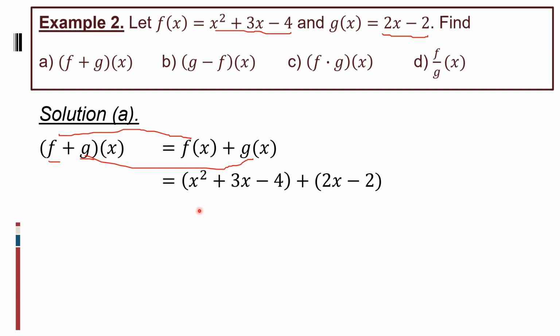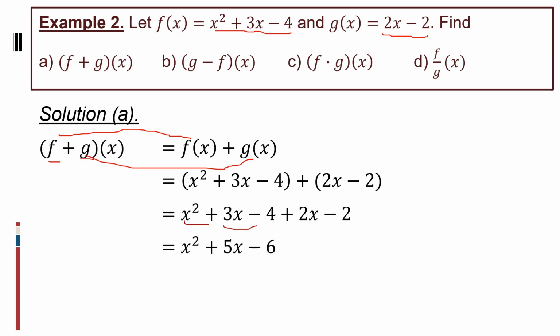Ngayon, pag tinanggal natin yung grouping symbol, wala namang mag-change kasi plus naman yung ating operation. So we have x squared plus 3x minus 4 plus 2x minus 2. By combining like terms, we have x squared, then 3x plus 2x is 5x, then negative 4 minus 2 is negative 6. So we have x squared plus 5x minus 6.